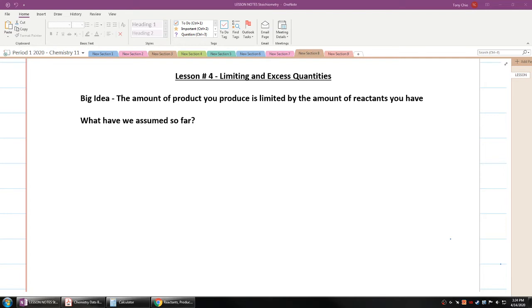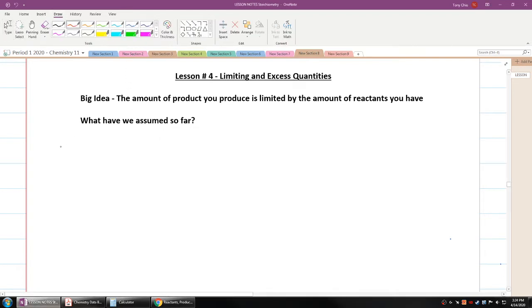Hi everyone, in this week's lesson number 4, we're going to talk about limiting and excess quantities. Now the big idea here is the amount of product you produce is limited by the amount of reactants you have. So what have we assumed so far in all the calculations we have completed? Well, one of the biggest things that we have assumed was this. All reactants are fully used up.